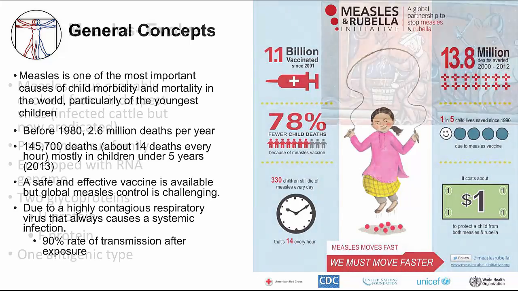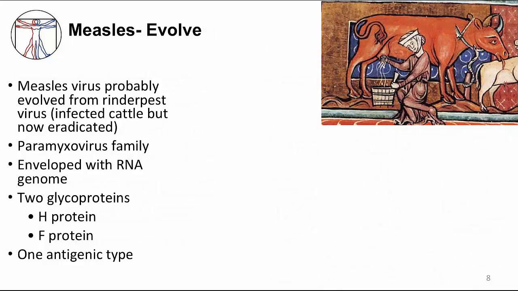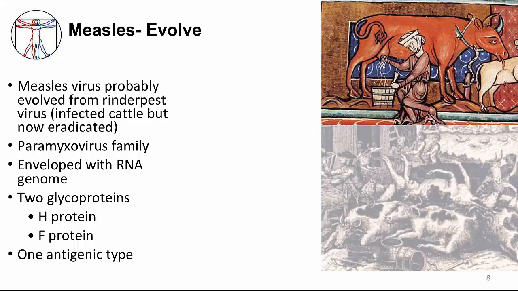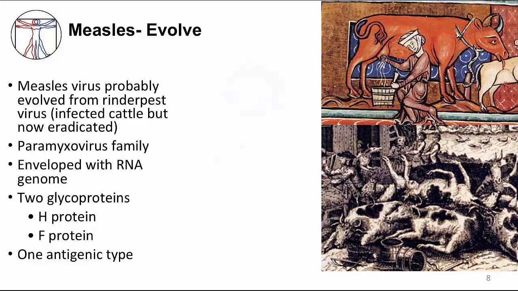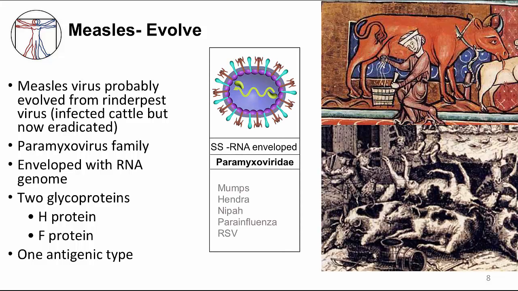Measles virus is a paramyxovirus that likely evolved from rinderpest virus, another paramyxovirus that wiped out entire herds of cattle, as you can see in the pictures. But rinderpest virus is now completely eradicated with universal immunization of cattle.